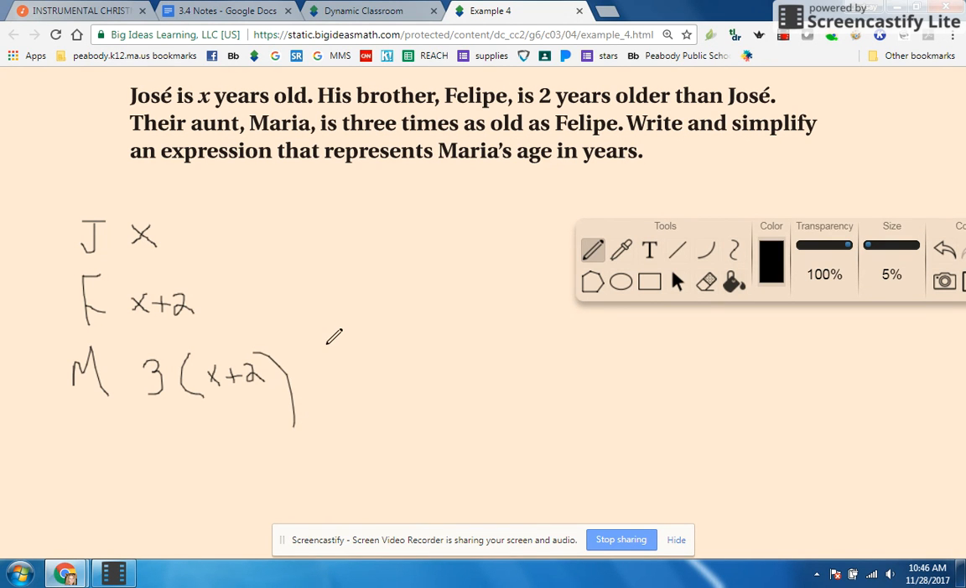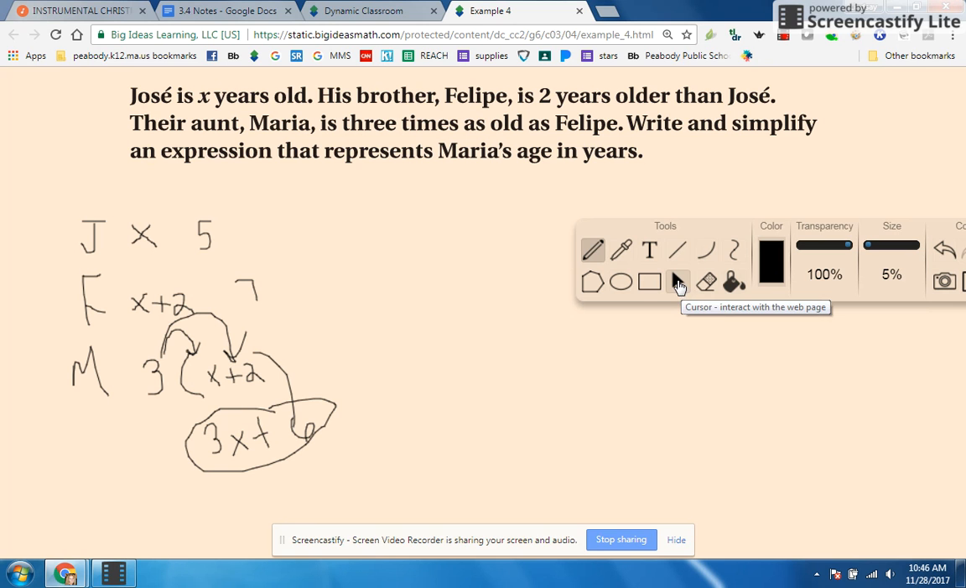Now, if you want to simplify this using the distributive property, you're going to multiply 3 by all of the numbers on the inside. So 3 times X is 3X. 3 times 2 is 6. Bring down the plus sign. So this algebraic expression would tell you how old Maria is if you know how old Jose is. For example, let's pretend Jose is 5. Felipe is 7, because 5 plus 2 is 7. You would fill this in. Jose is 5. 5 times 3 is 15, plus 6 is 21, so the aunt would be 21. So that's how you would do that. You don't have to solve it, but that's how you would.